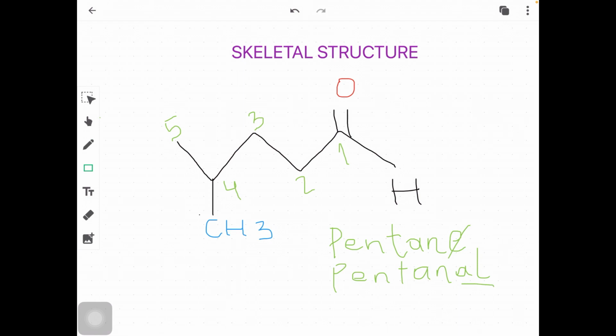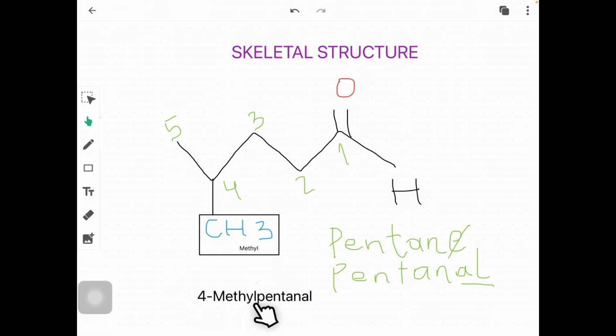Now, let's look if we have any other group. In here, we have a methyl group. So this is a methyl group located in carbon number 4. So now we have the name of the longest chain and any other group in the aldehyde. So now we can start naming our aldehyde. It is going to be called 4-methylpentanal. Why? Okay, we have our methyl group in carbon number 4. That's why this is the number of location. So the name of this aldehyde is 4-methylpentanal.